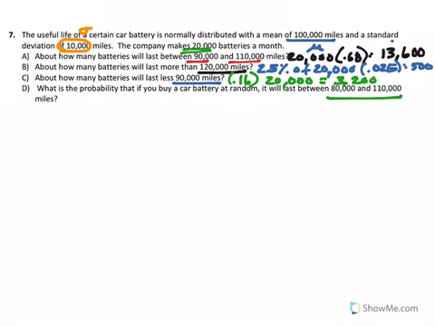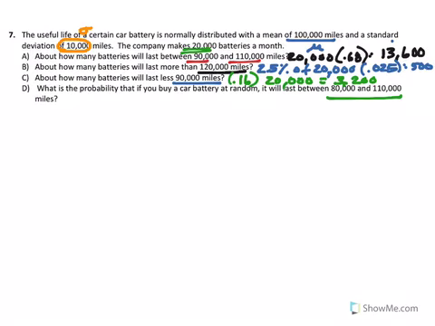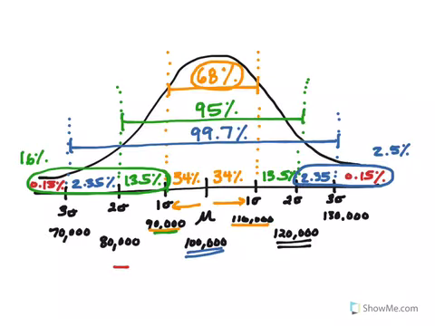And then finally, what is the probability that if you buy a car battery at random, it will last between 80,000 and 110,000 miles? So 80,000 to 110,000. That's from here to here. So that is two standard deviations to the left and only one standard deviation to the right.